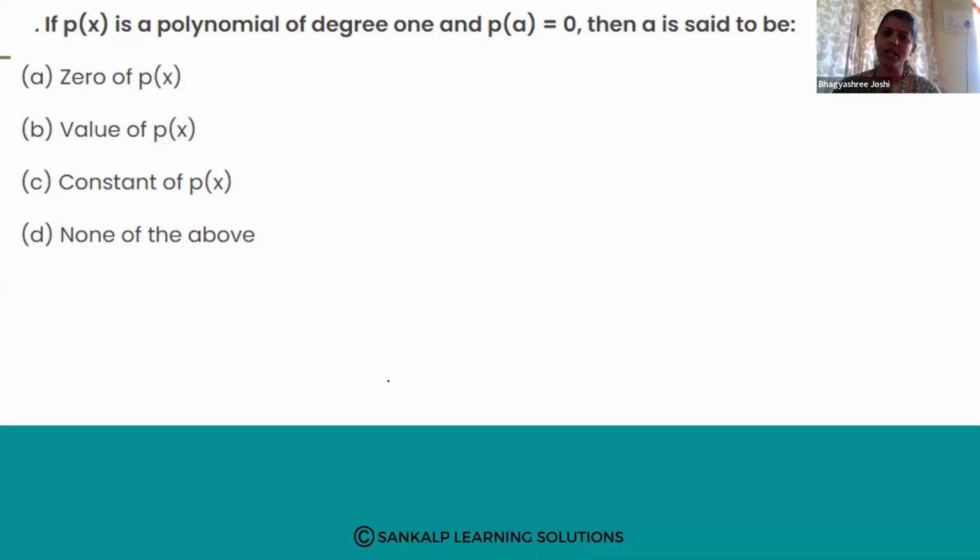If P of X is a polynomial of degree 1 and P of A is equal to 0, then A is said to be... observe carefully, P of X is a polynomial of degree 1. That means it is a linear polynomial, and P of A is equal to 0. Then A is said to be a zero of P of X, or value of P of X, or constant of P of X, or none of the above. This is the zero of P of X. P of A is equal to 0, that means it is a zero of P of X.